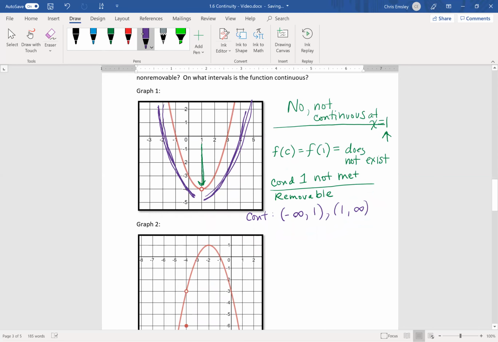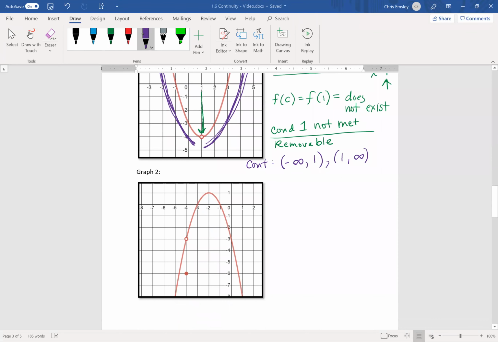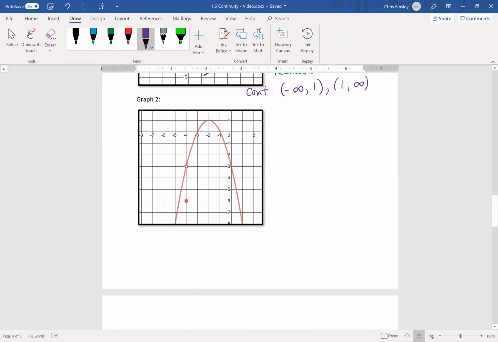Okay, let's look at another one. This one looks very similar. We have another parabola. It's upside down this time. And we have another open circle. But here we have a solid dot that takes the place of that open circle, where we didn't have the solid dot in the last one. So first, is this continuous? Well, the answer is no. It's got a discontinuity, so it's not continuous at x equals negative 4.